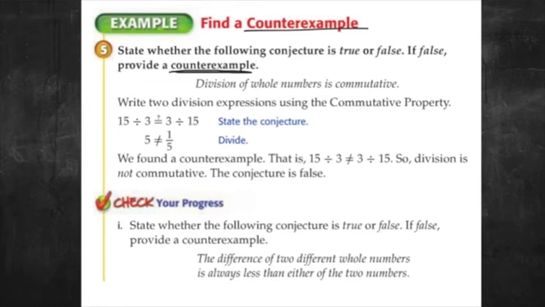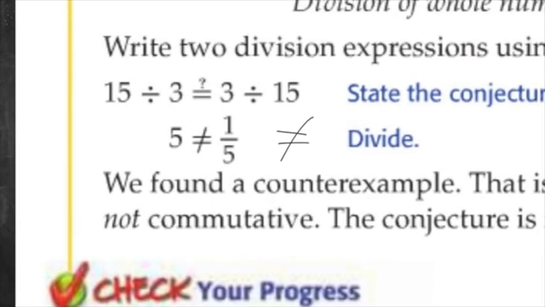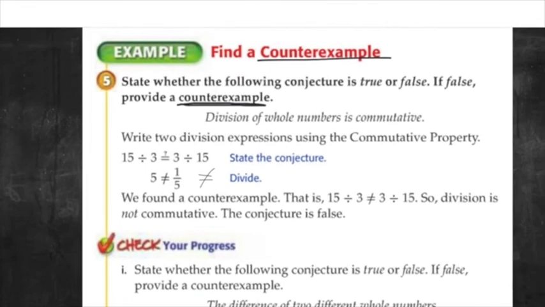So let's see. They have in the example 15 divided by 3. That would give us 5. But if the division of whole numbers is commutative, it would be the same as 3 divided by 15. 3 divided by 15 is 1/5, and those are not the same. An equal sign with a bar through it means not equal. So we found it to be false, and we found the counterexample because 15 divided by 3 does not equal 3 divided by 15. So that conjecture is false.